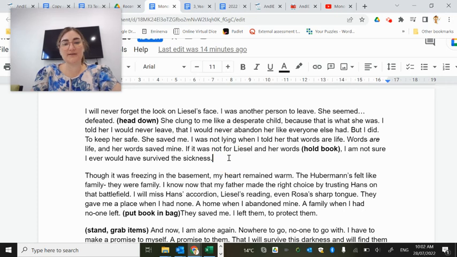Now he's starting to reflect on actually leaving Liesl. So again, guilt and shame come up here. "I will never forget the look on Liesl's face. I was another person to leave. She seemed defeated. She clung to me like a desperate child because that is what she was. I told her I would never leave, that I would never abandon her like everyone else had. But I did. To keep her safe."